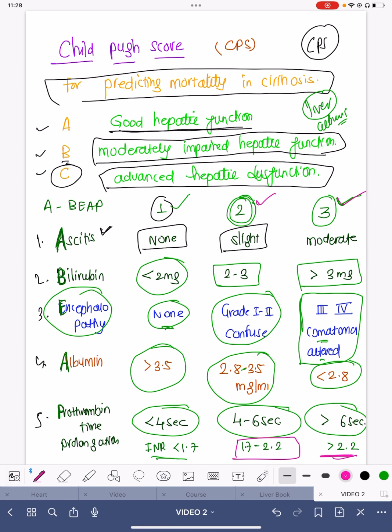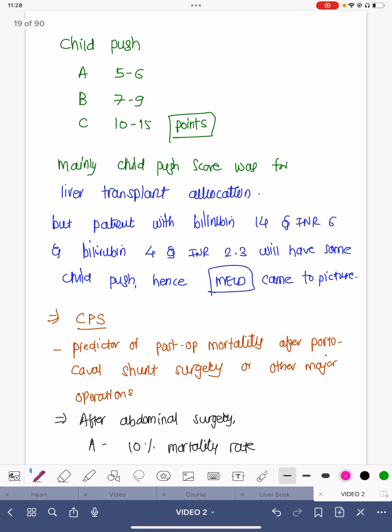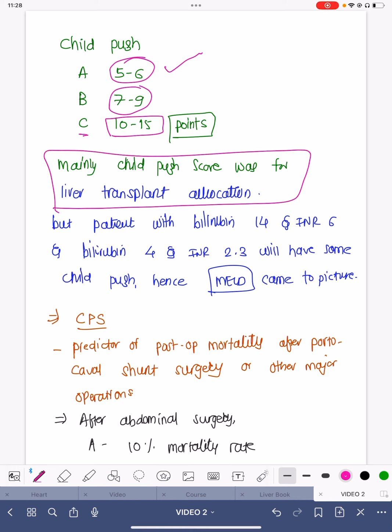So on the basis of these three things, we calculate the Child-Pugh score. If the score is between 5 to 6, we say that the patient has good hepatic function, and we give A grading. If it is between 7 to 9, we put the patient into B, and if the score is between 10 to 15, we say that the patient has Child-Pugh score C. Now, this Child-Pugh score was actually designed for allocation of a cirrhotic patient for liver transplant.